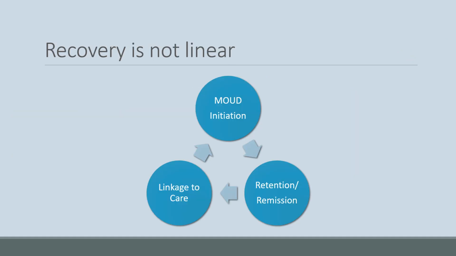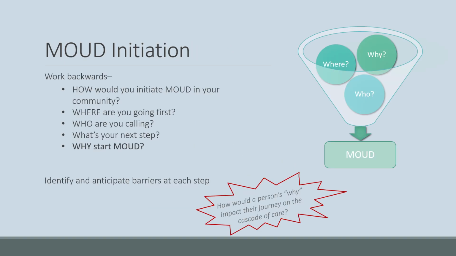However, recovery is not linear. This is the real cascade of care. Oftentimes, beginning medications for OUD takes multiple attempts. So, we need to start thinking about all the different angles from which a person would access medication for opioid use disorder. We're meeting potential participants at the time of MOUD initiation, but how did they get there?